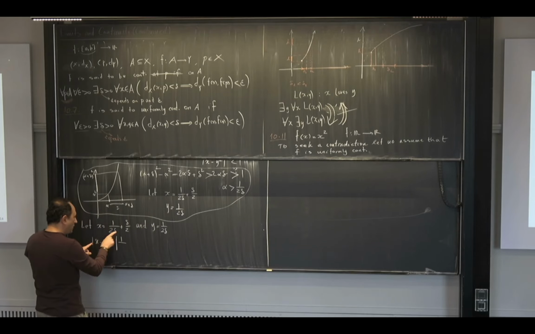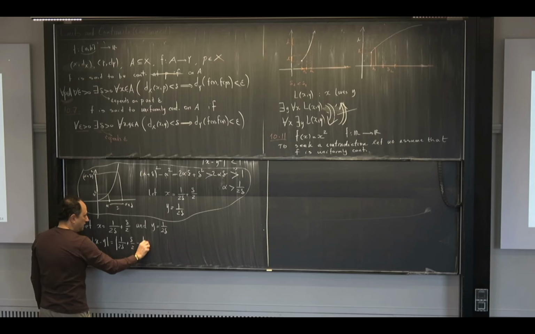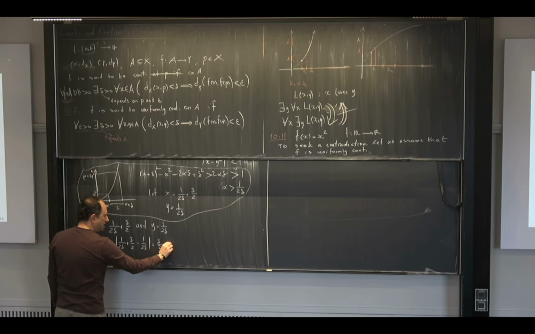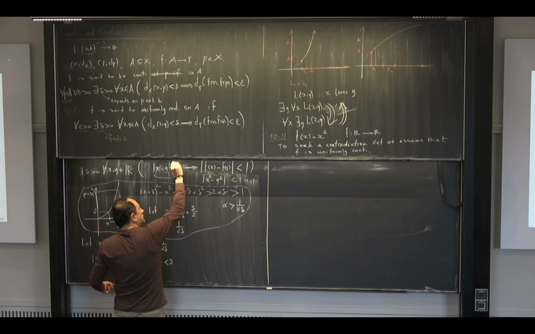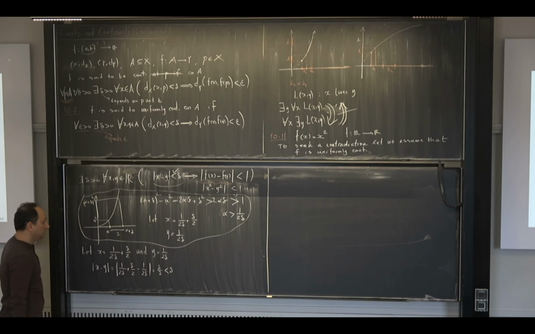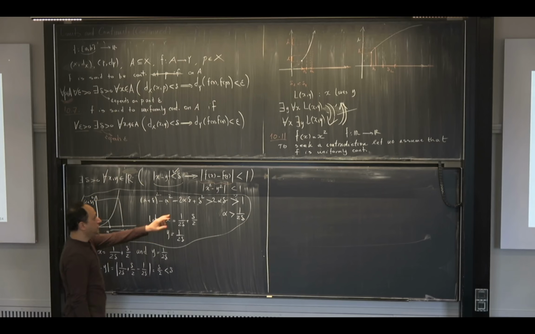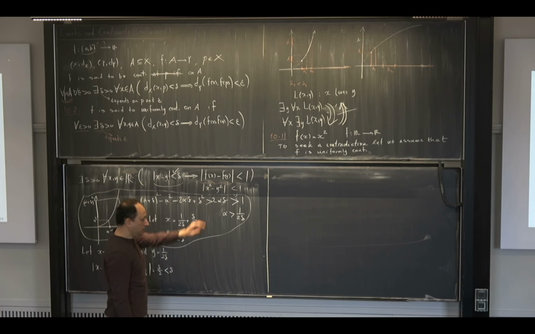Okay, so then I would say that absolute value of x minus y is equal to this. What is the result? The result is delta over 2, which is less than delta. So I am respecting your condition. I am not cheating. But then I want to show that this is not correct.